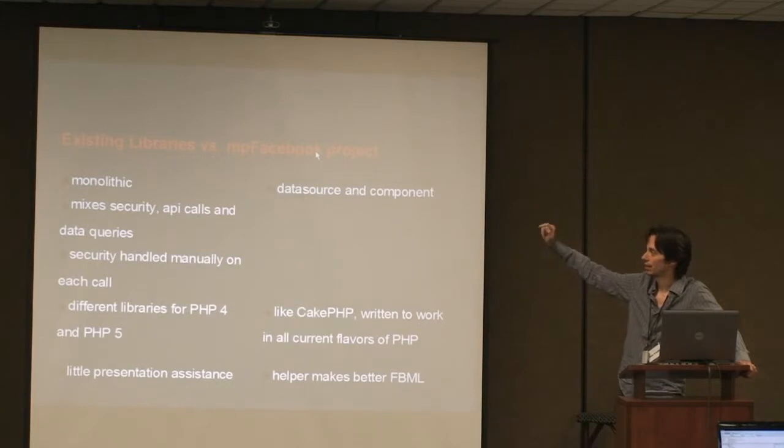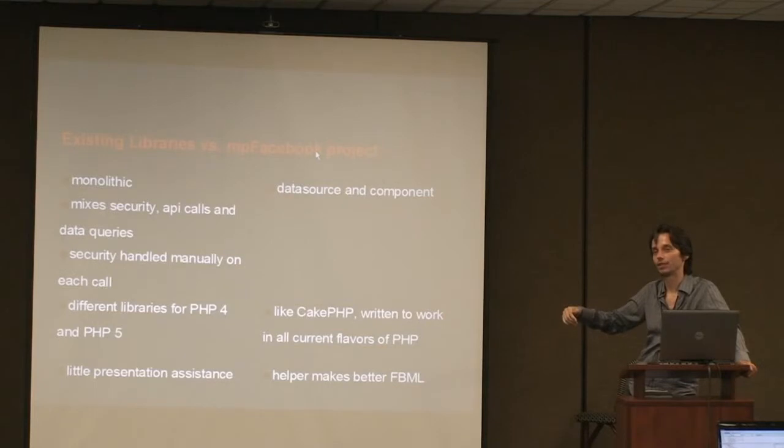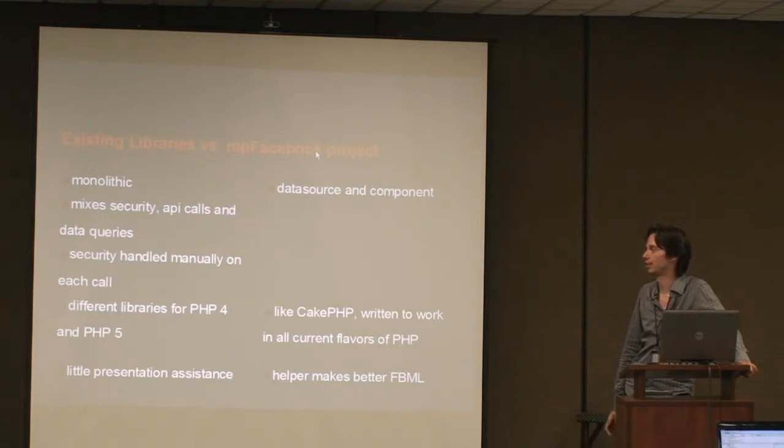The security data queries in the API, or pushing information, like putting information on the profile page, all get summed up really nicely with the data source and the component. They also have multiple classes for PHP 4 and PHP 5, and they don't update them together. They put a lot more focus on PHP 5, and whenever they make a change to the API, PHP 5 gets it right away, while PHP 4 lags days, even a couple of weeks behind.